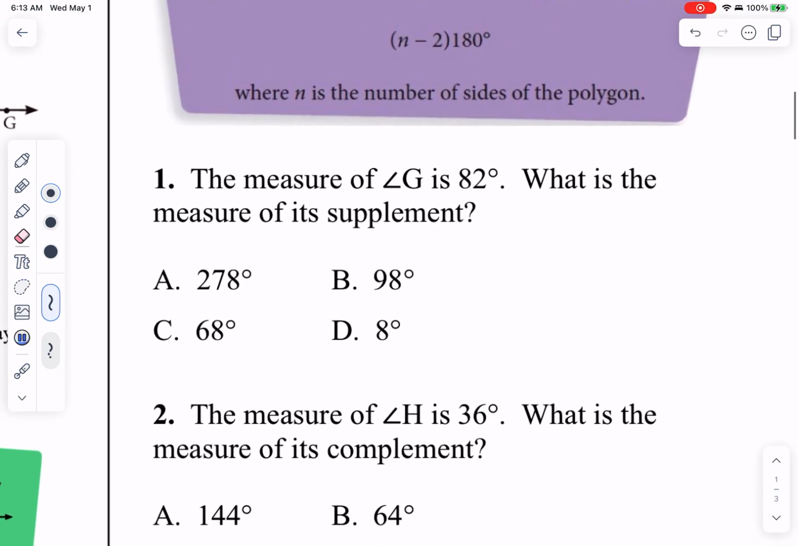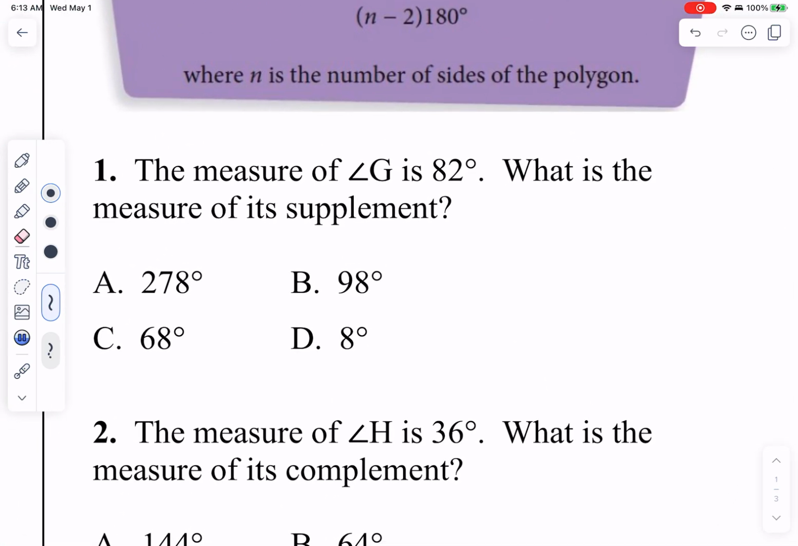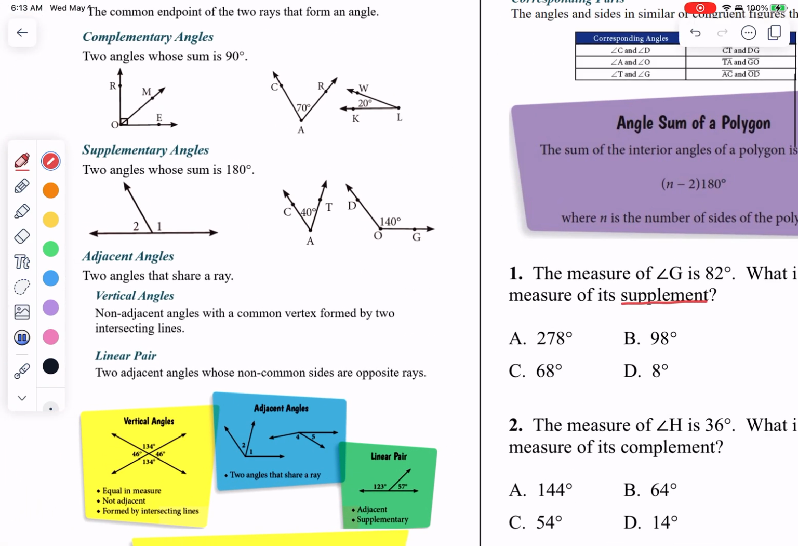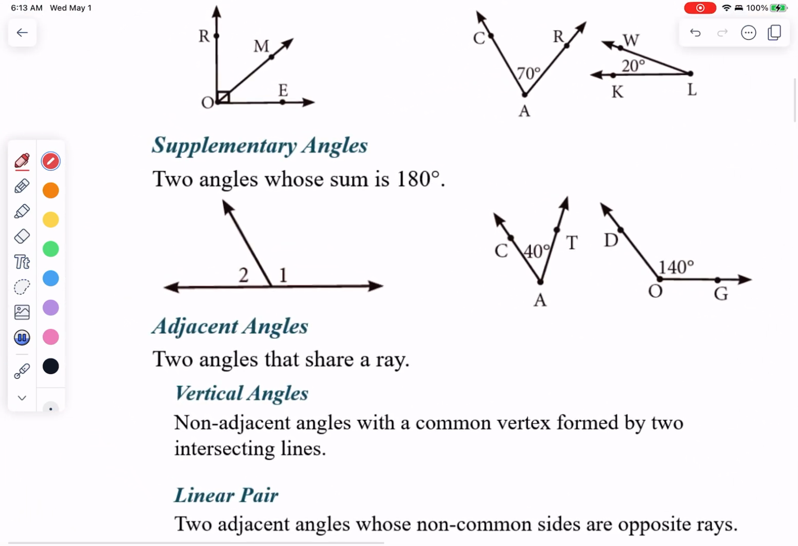So starting with number 1. Number 1 says the measure of angle G is 82 degrees. What is the measure of its supplement? Okay, supplement, first vocab word we're going back to is supplementary angles. Supplementary angles we're looking at right here: 2 angles whose sum is 180 degrees. We talked in class when we learned this about how 180 degrees is a straight line, or if we think about half of a circle, it would be 180 degrees, right?